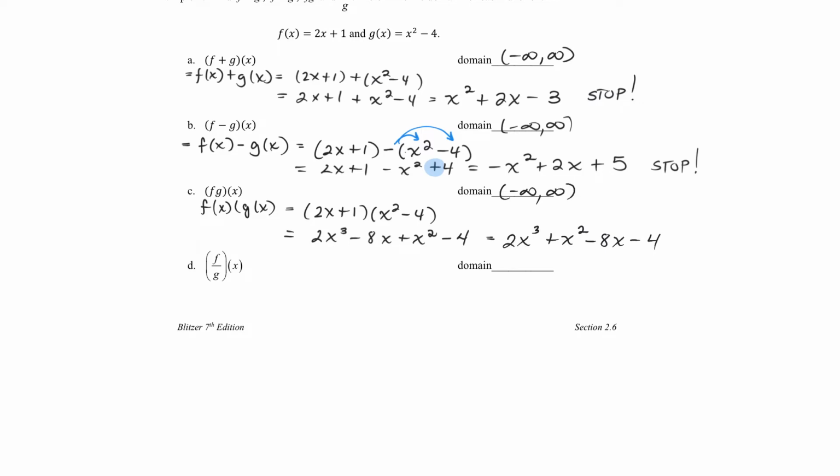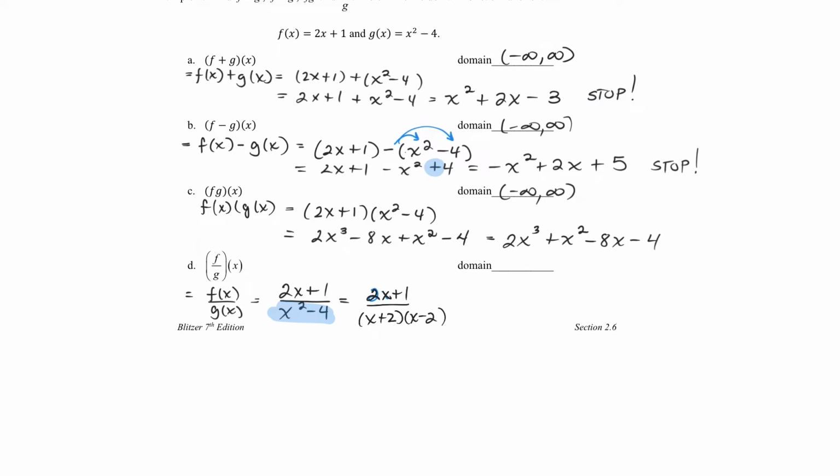And finally, the quotient, f of x divided by g of x. So 2x plus 1 divided by x squared minus 4. And at this point, I'm going to go ahead and factor my denominator because I need to find the domain of this function before I simplify. And so first thing I'm going to do is factor my denominator, 2x plus 1 divided by x plus 2 times x minus 2. That's a difference of perfect squares, right?